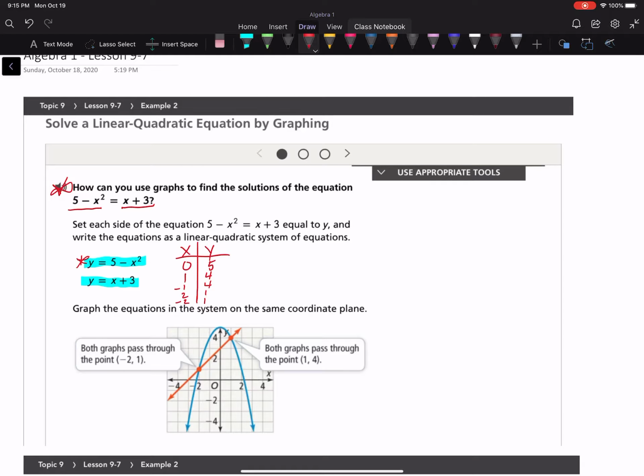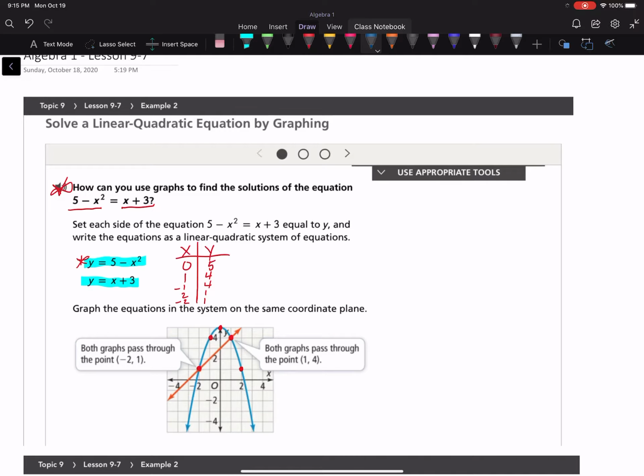So there is 0, 5 up here, 1, 4, and -1, 4, -2, 1, and 2, 1 are right there. And then you just draw your parabola like they have it drawn there.